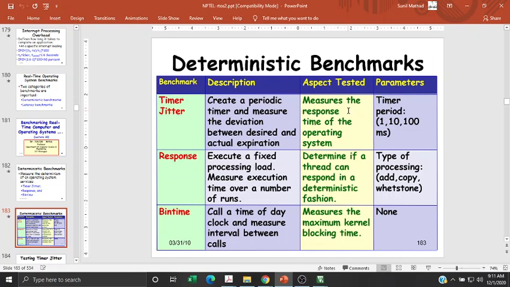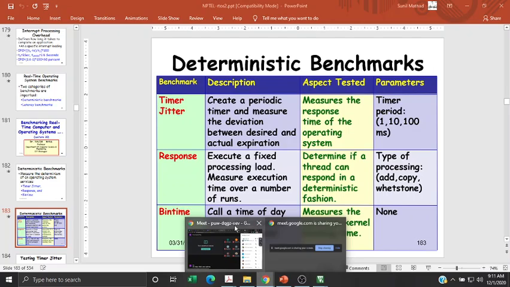The aspect tested is a measure of the response time of the operating system. How much deviation can happen with respect to the observance is what is tested. Time periods of 1 to 10 or 100 milliseconds. Normally, whenever you look into operating system timings, starting from Windows, Unix, it was 1 millisecond, 10 milliseconds, 100 milliseconds. That's what we have observed.